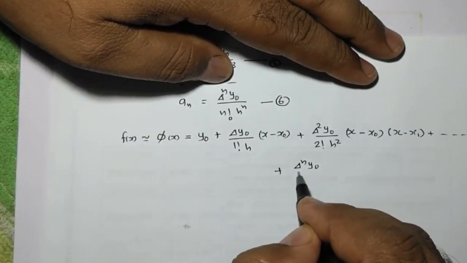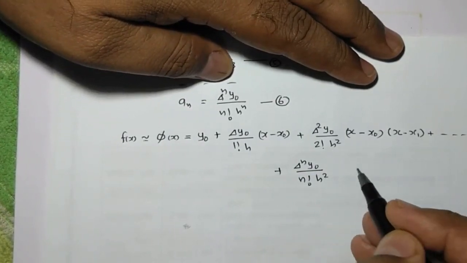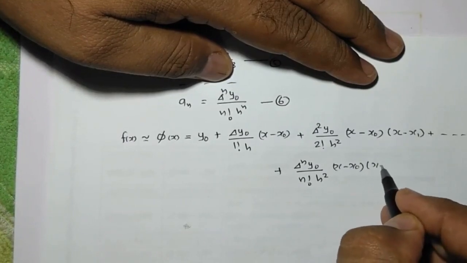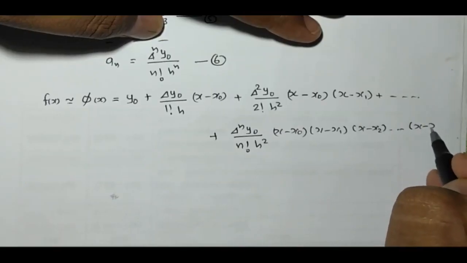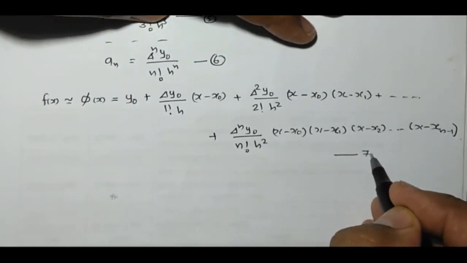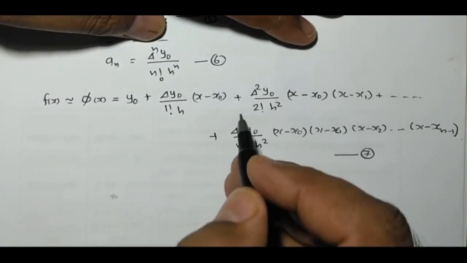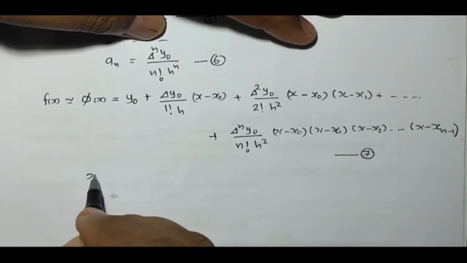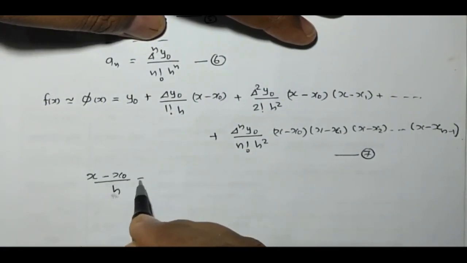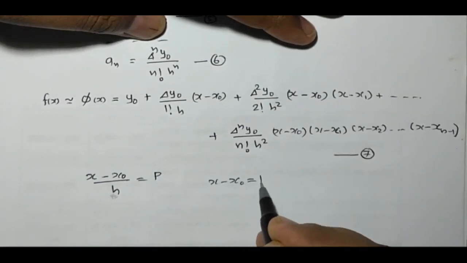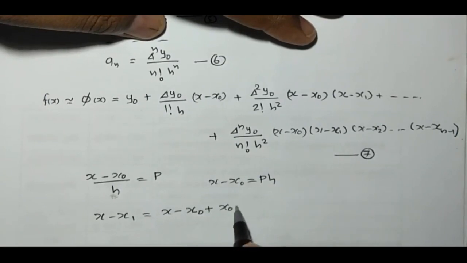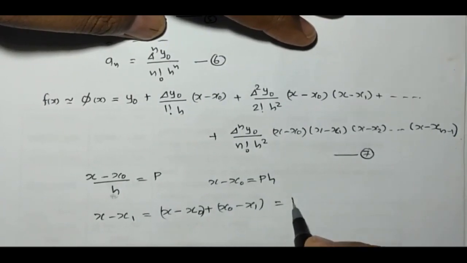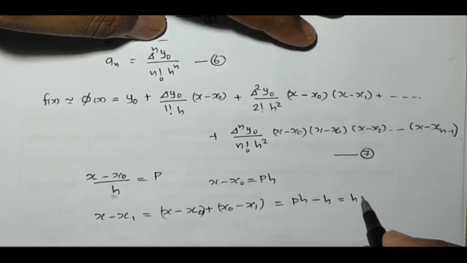delta raised to n y0 by n factorial into x minus x0 into x minus x1 into x minus x2 into etc. into x minus xn minus 1. Let this be equation 7. This could be further modified by putting x minus x0 by h as p. So putting x minus x0 by h equal to p, x minus x0 equal to ph. So x minus x1 equal to x minus x0 plus x0 minus x1, and this is ph minus h, equal to h into p minus 1.